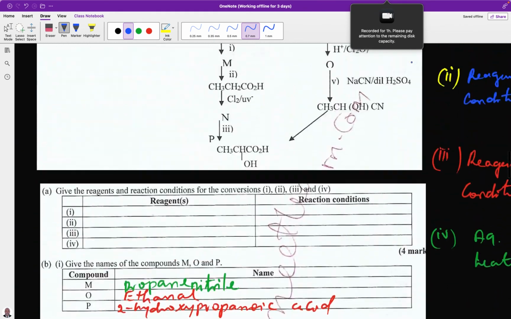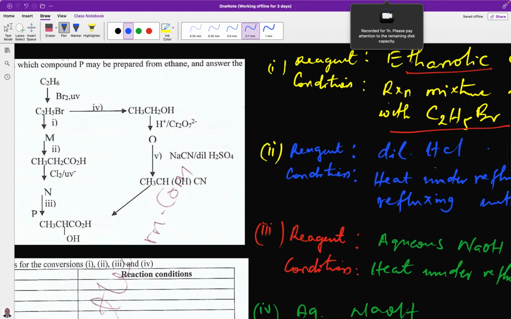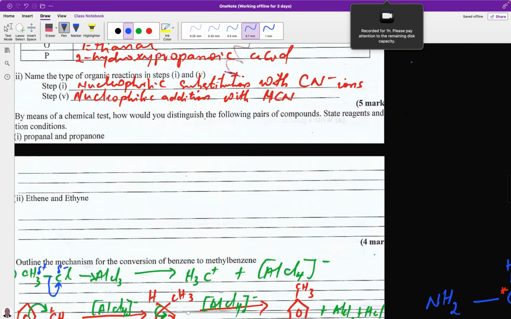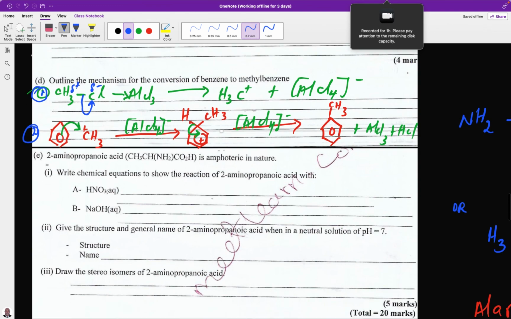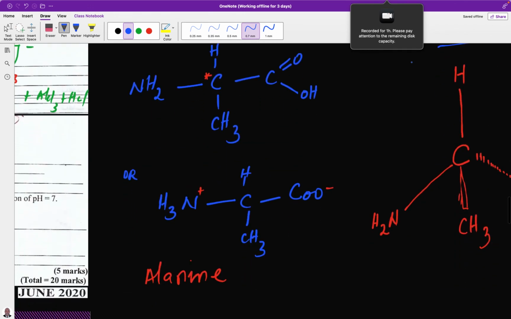Once more, for your synthetic routes, you should be very careful. You should know the reagent and the reaction conditions, and study them very well. For your reaction mechanism for conversion to methyl benzene, I said the first stage was generation of the carbocation electrophile, then nucleophilic amine attack on the electrophile, then finally removal of a hydrogen ion from the system and regeneration of the catalyst, and the hydrogen chloride formed. And for the last one, you can write the reaction of the zwitterion, as I mentioned the other time.